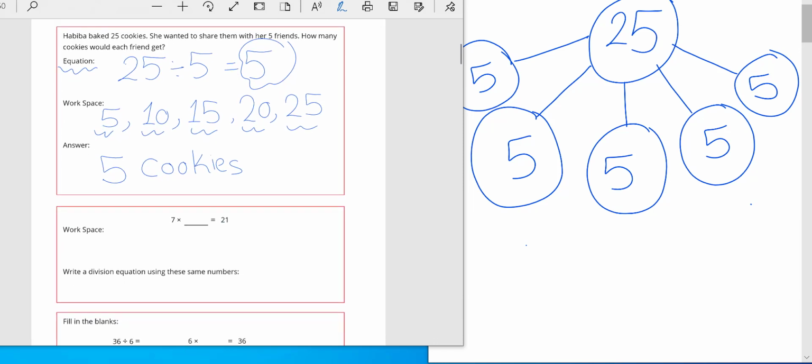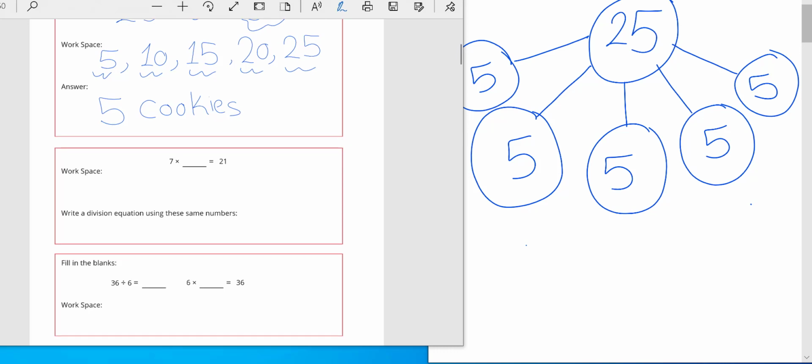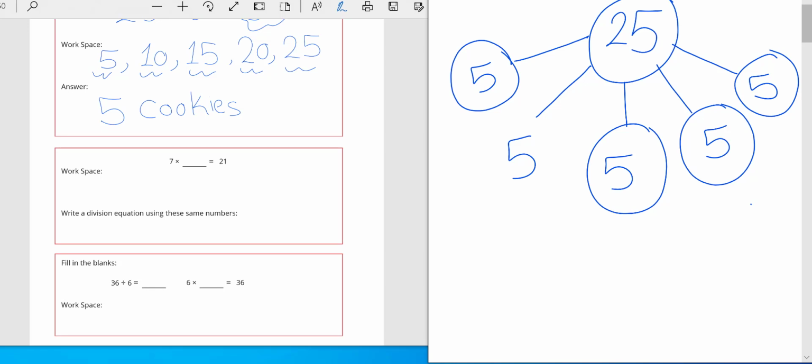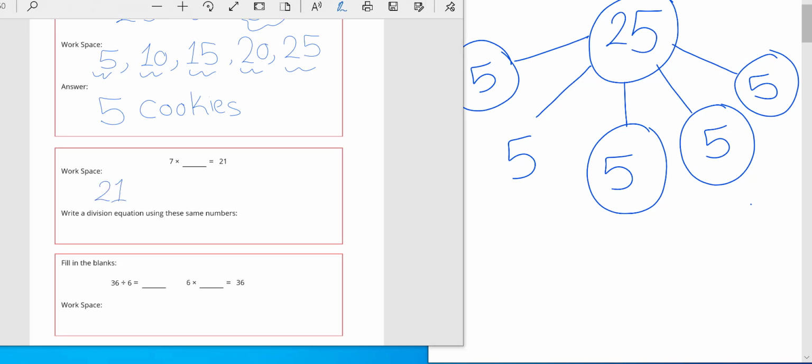Now go to exercise 2. 7 times what equals 21? You can get the missing number from multiplication table or by using the inverse operation. The inverse operation is division operation. So we can write the product 21 as a dividend divided the first factor 7 equals 3.